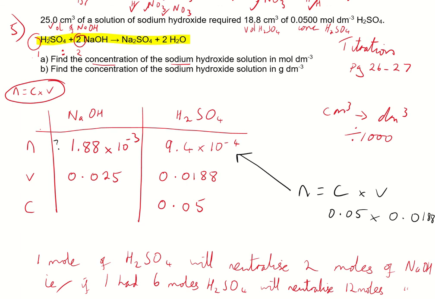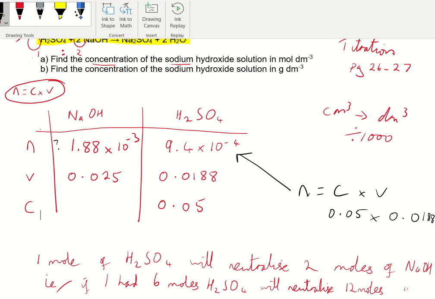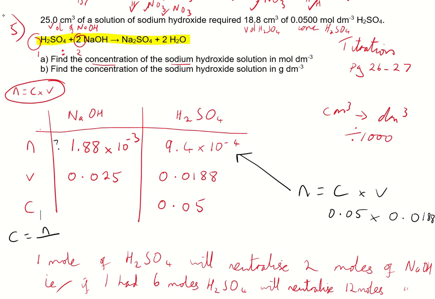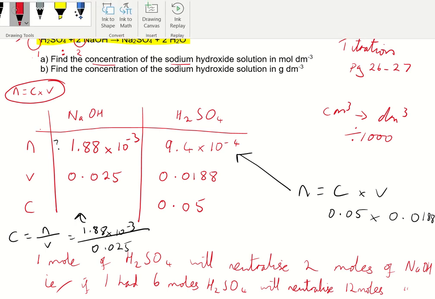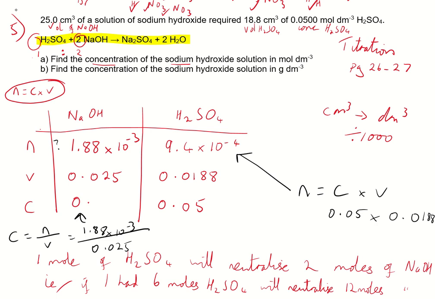Now from that, I know the moles and the volume. So we can rearrange the equation, c equals n divided by v, i.e. the 1.88 times 10 to the minus 3 divided by 0.025. And if I quickly do that, then we get an answer of 0.0752. That there is our concentration that it wanted us to work out in moles per decimeter cubed.